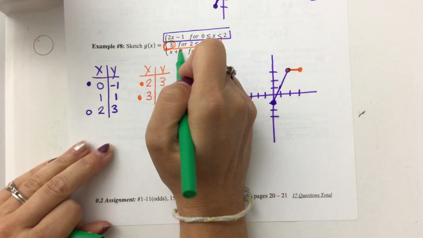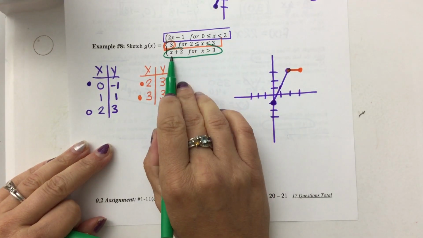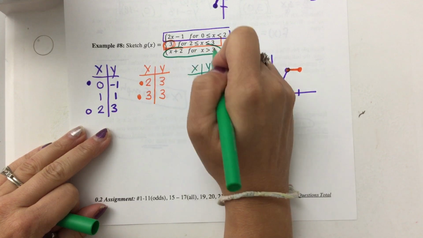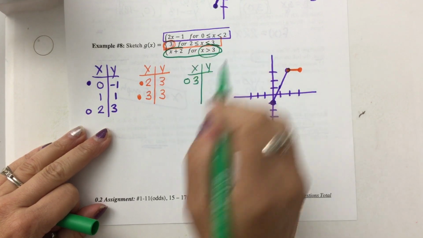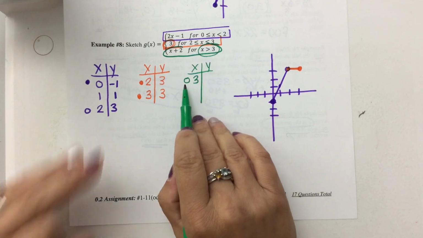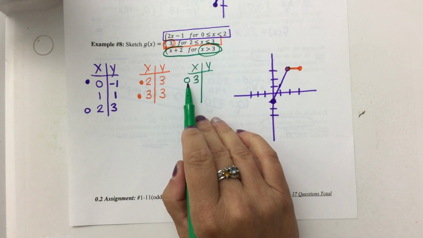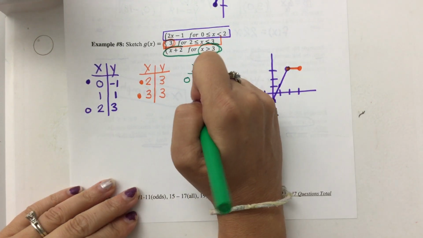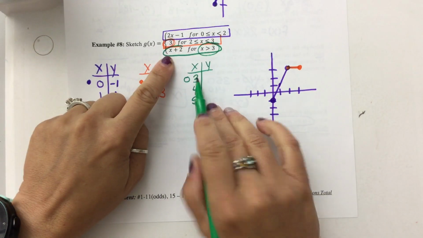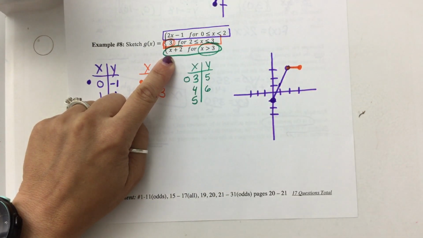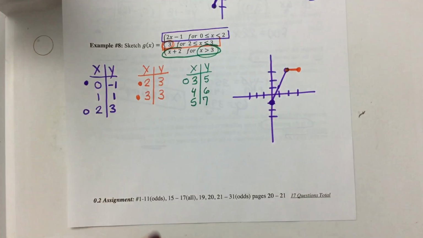The last piece, again, it's a linear function because it's a single x in the equation. I need to include the 3, even though it is not included, it's technically the starting point. So I just need to make sure that I have an open circle at that location. Then I need to pick x values that are greater. So I will go 4 and 5. 3 plus 2 is 5. 4 plus 2 is 6. 5 plus 2 is 7.